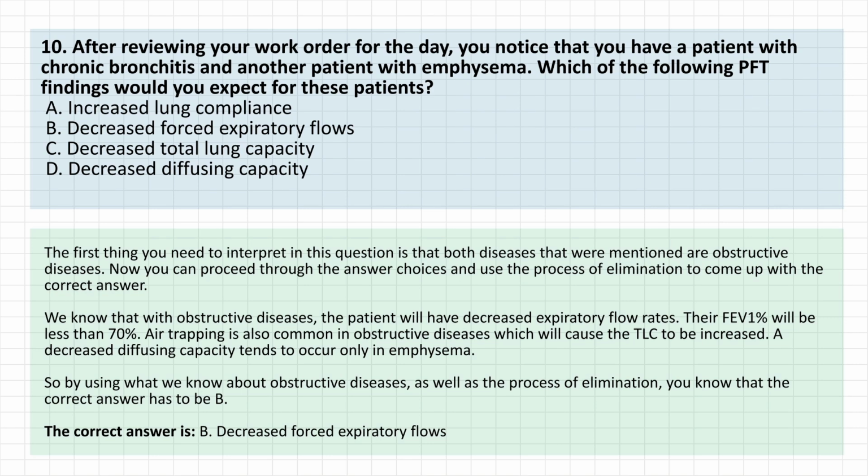The first thing you need to interpret in this question is that both diseases that were mentioned are obstructive diseases. Now you can proceed through the answer choices and use the process of elimination to come up with the correct answer. We know that with obstructive diseases, the patient will have decreased expiratory flow rates. Their FEV1 percentage will be less than 70%. Air trapping is also common in obstructive diseases, which will cause the total lung capacity to be increased. A decreased diffusing capacity tends to occur only in emphysema. So, by using what we know about obstructive diseases as well as the process of elimination, you know that the correct answer has to be B. Decreased forced expiratory flows.